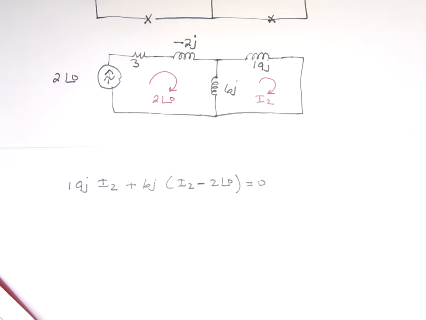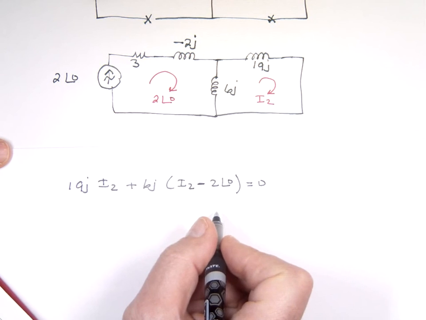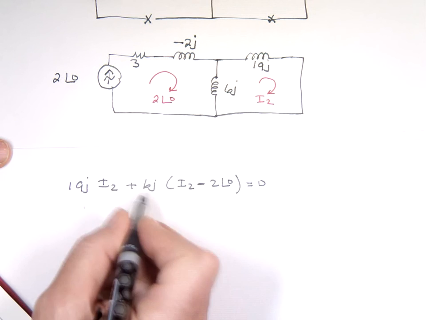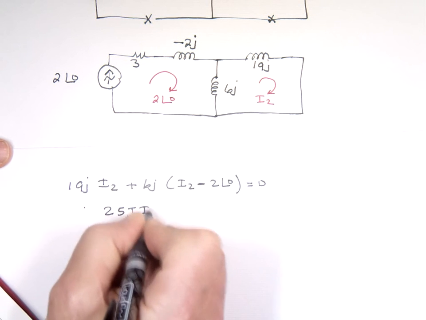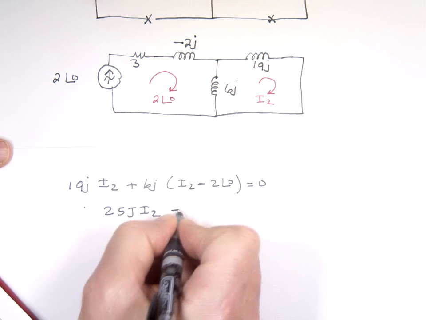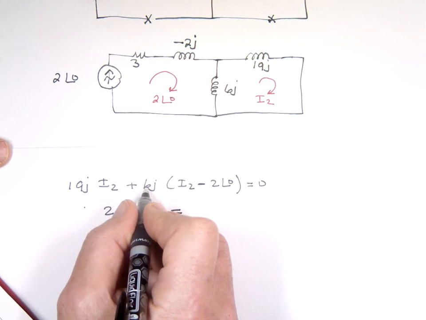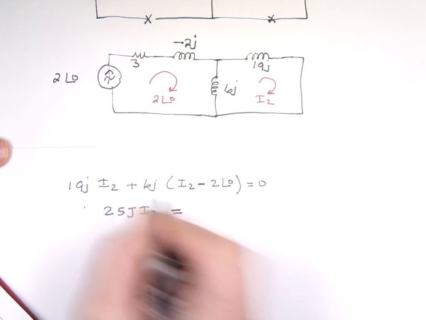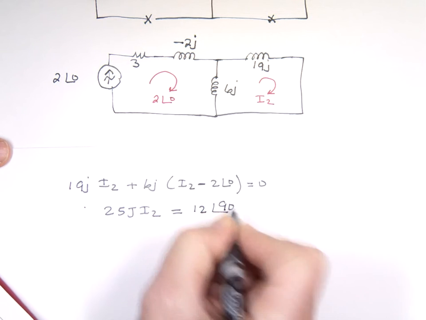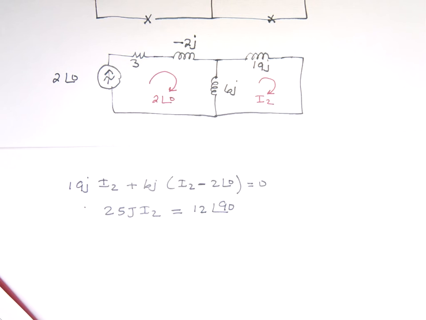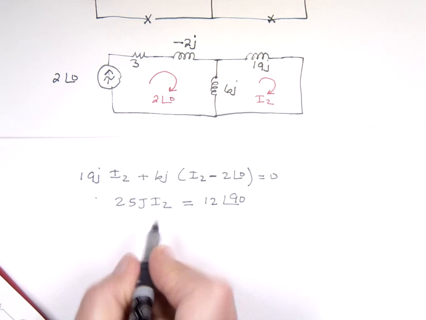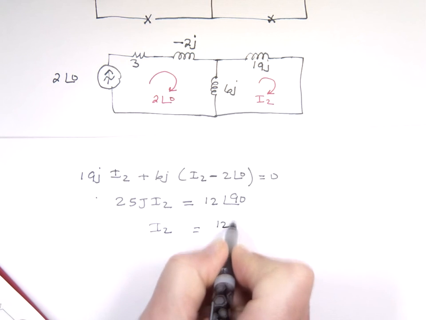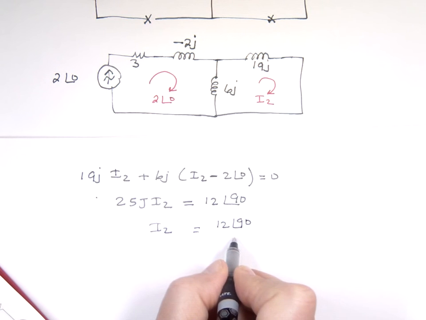Okay. And now we solve for this. What do we have? We have 19j I sub 2 plus 6j. What's 19j and 6j? 25j. And when you multiply this by that and I move it to the right side, 2 times 6 is 12. This will be 12 angle 90. This is 6 angle 90 times 2 angle 0, 12 angle 90. So to solve for I sub 2 is 12 angle 90 divided by 25j. Well, j is what? That's 90.